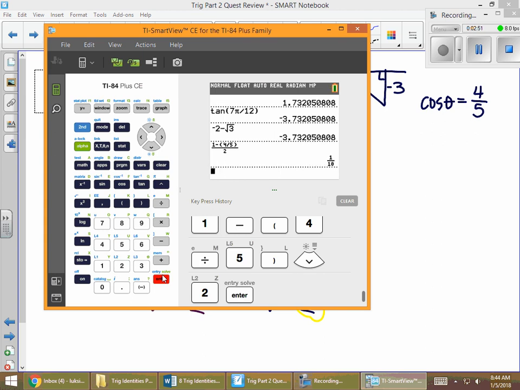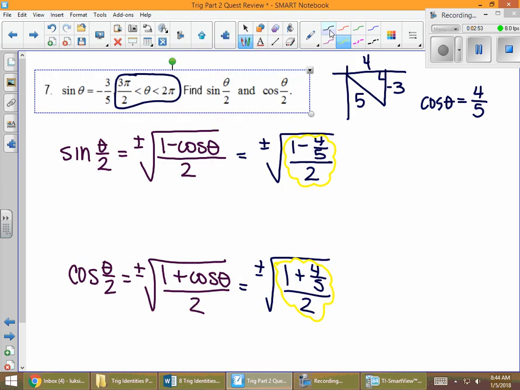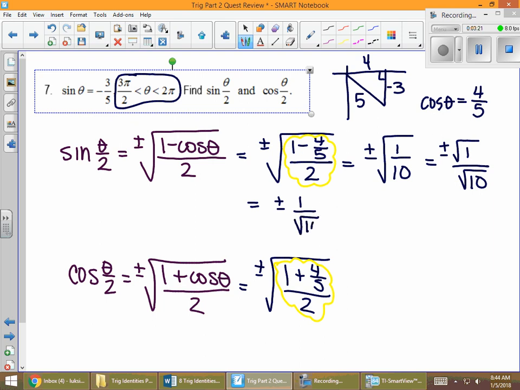So 1 minus 4/5 over 2 gives you 1/10, and you are, of course, more than welcome to do that on your own without a calculator. Just make sure you double check or are confident that you're getting to the right place. Remember, when we're taking the square root of a fraction, it's the square root of the top over the square root of the bottom. So that gives me square root of 1 is 1 over radical 10, and I'm going to rationalize.